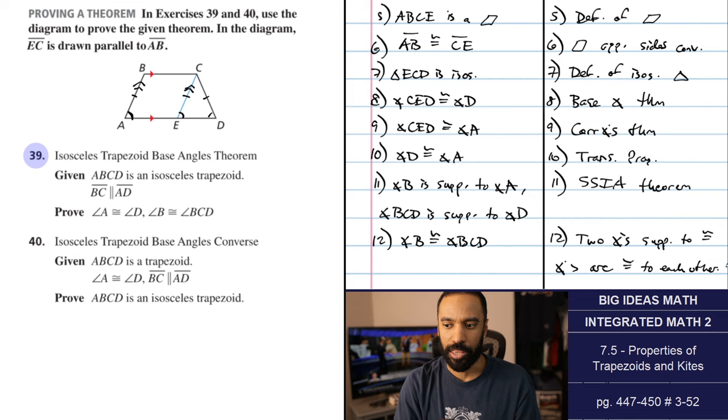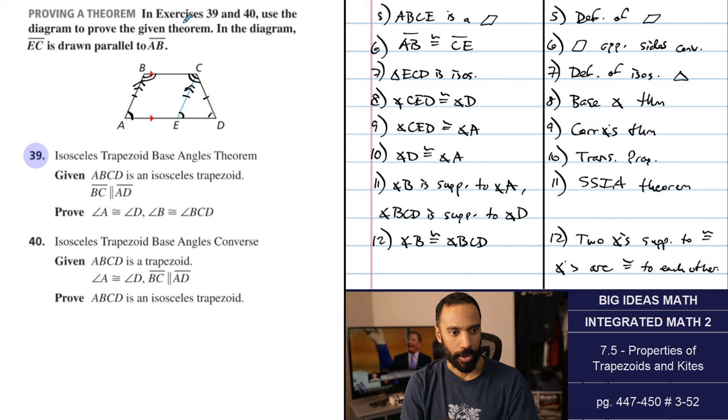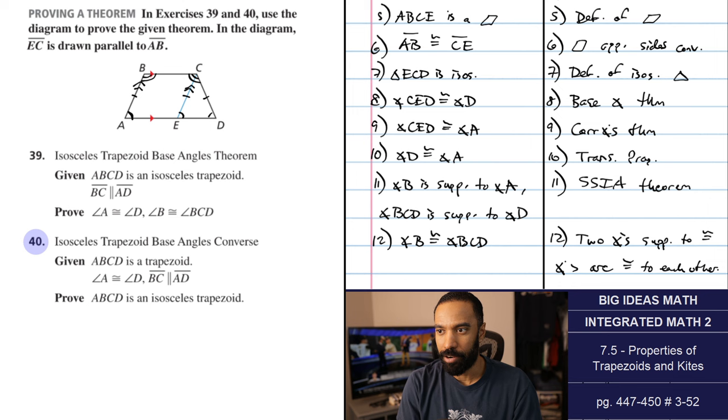Like I said, though, I probably could have done those last couple in one step, given that there were other trapezoid properties I could use. And I think that kind of works out in its own way. Okay. Plus, I still have another proof to go. So here's the base angles converse. Now we have to work kind of the opposite way, and that might be a lot to do, or maybe a lot less. I'm not really sure.